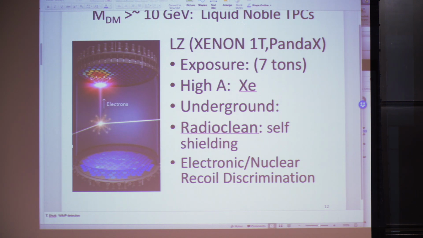You can get many years. You have many nuclei. Secondly, it's high A. It's xenon. Third, we're going to put this underground. And xenon itself is self-shielding. So xenon is a noble gas. So noble gases, of course, are noble. They don't interact with anything. And that's this amazing advantage, right?